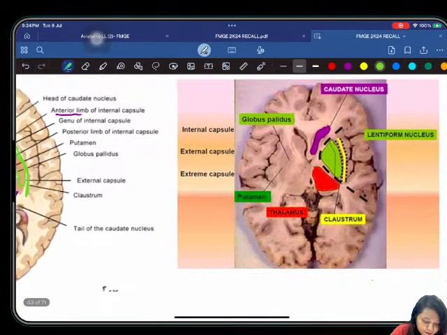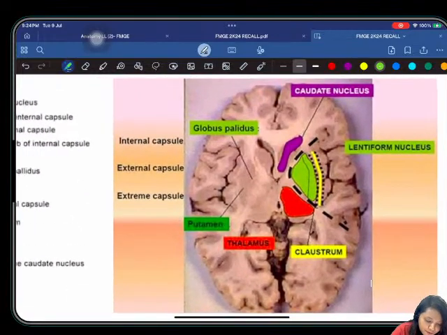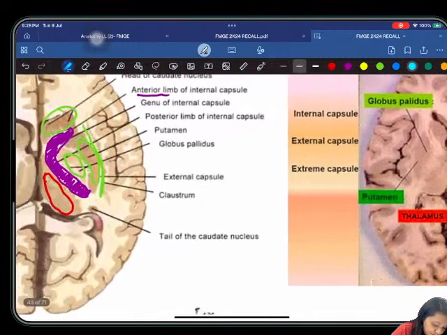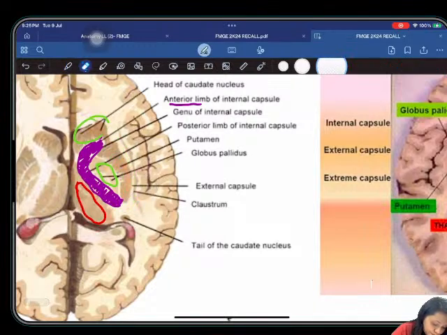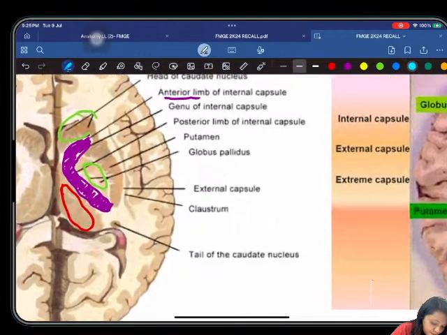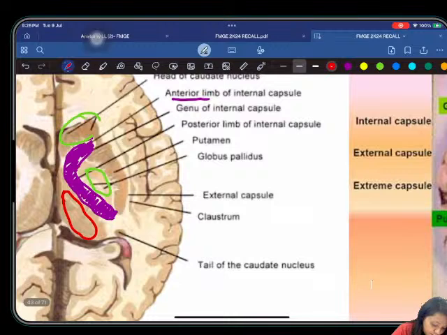Similarly you can see here, this area is the internal capsule. Then you have the lentiform nucleus where you will have the globus pallidus and the putamen. Then you will have the thalamus and the caudate nucleus, and outside that you will have the external capsule. And before the external capsule, here you can see a structure. This structure is the claustrum. You can also see the claustrum.